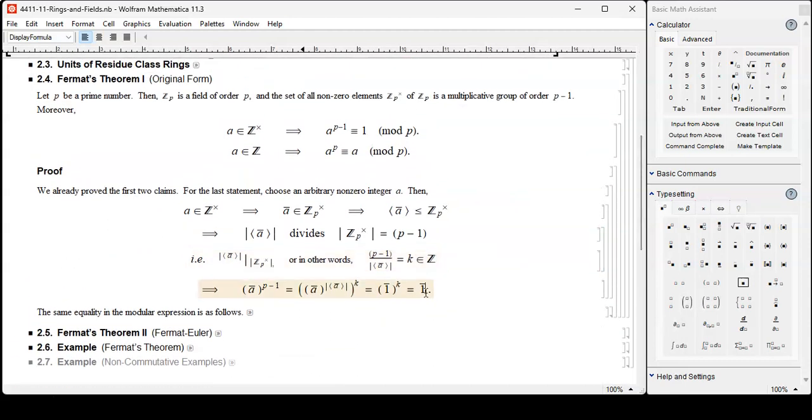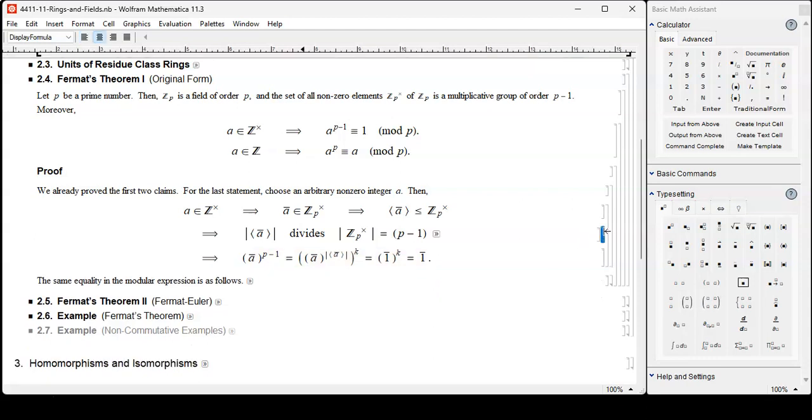Consequently, we get this conclusion. A bar to the p minus 1 power can be rewritten as A bar to the order of A to the k power, because if you multiply these two, k times the order, you get p minus 1. And then what is this inside? That's going to be 1. You see, A bar to the order of A. So in the end, what did you get? A bar to the p minus 1 power is 1 bar in Zp star.